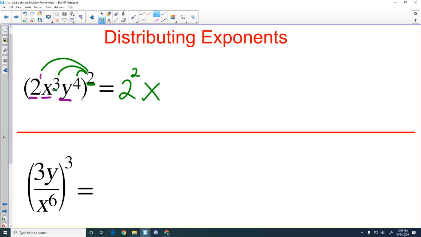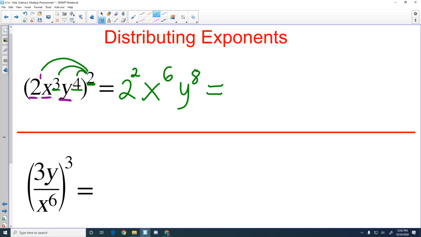The next term is x. Now the x already has a 3, so I'm going to multiply it with that 2 that's being distributed. 3 times 2 is 6. And then the y, that's our last base. It has an exponent of 4. And so when we distribute the 2 inside, it's going to be 4 times 2 to give us 8.